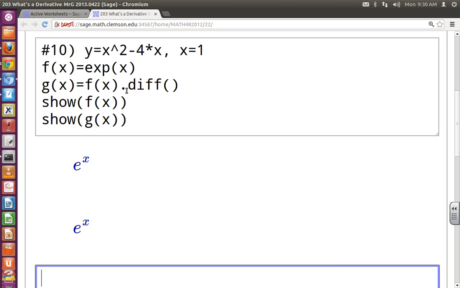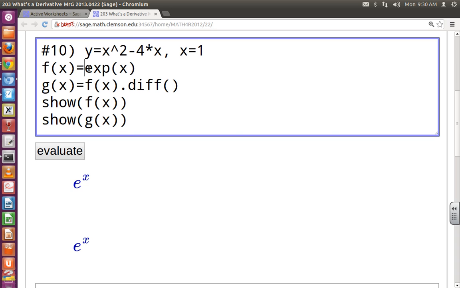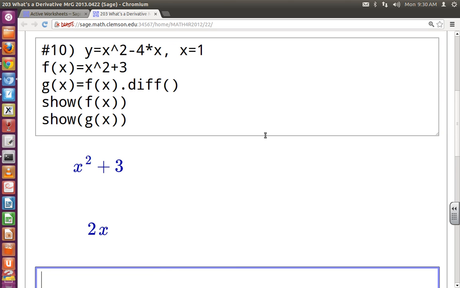Give me something. Any function you want. Give me a function. Give me a mother function. Go ahead. Come on, name one. X squared plus 3? X squared plus 3. Would you agree with that?